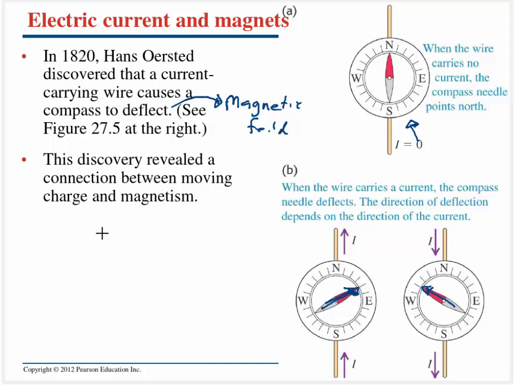And really thinking about the fact that current is just going to be equal to the flow of charge, what this is saying is that moving charged particles are going to cause a magnetic field.